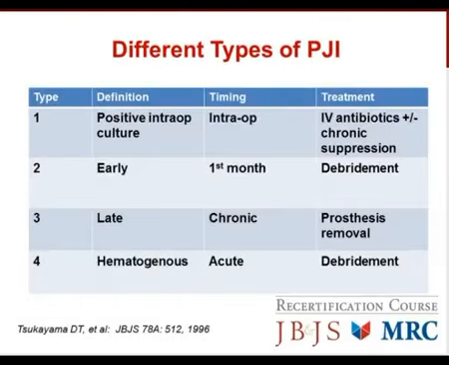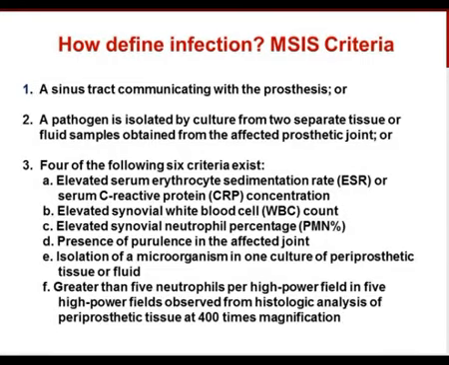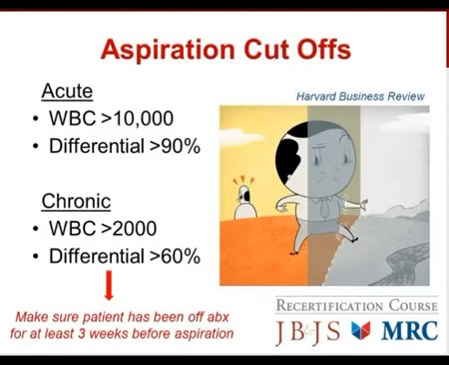There are several different types of prosthetic joint infection. I've listed those here. You're likely on your test to encounter either type 2 and 4, which is the early postoperative infection within the first month, or the acute hematogenous infection in a well-functioning hip, or number 3, which is the late chronic periprosthetic infection. You should be familiar with the MSIS criteria for periprosthetic infection. I've listed that here. We won't go into it for the sake of time, but you should familiarize yourself with this definition. It's important to know what the aspiration cutoffs are for defining infection.